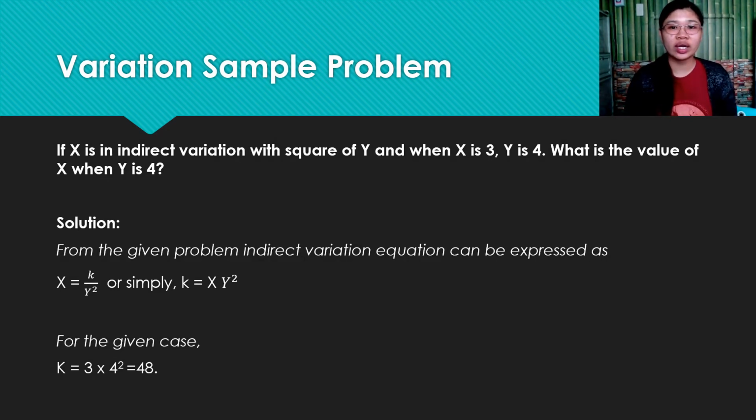So we have here our given case. The first thing to do, if you have the given, is to solve for the proportionality constant. And then use that proportionality constant to solve the new value of what is required.